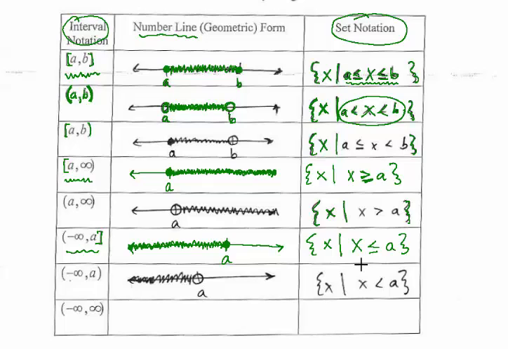Okay, so to really get the hang of this, you really need to get on Alex and practice this a few times, and there are some problems. Whether you're using Alex or WebAssign, get plenty of practice with this, and it actually turns out to be pretty simple once you've worked enough of the problems. Bracket is closed dot, parentheses is open dot, negative infinity, shade all the way to the left, positive infinity, shade all the way to the right.